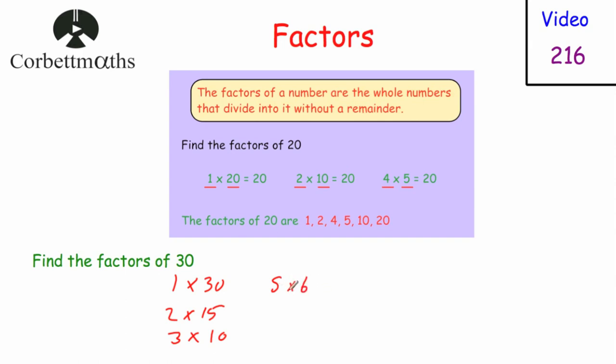Now we've done 5 times 6, that's actually all the numbers we can try, because we've tried 1, 2, 3, 4, 5, and then we've got to 6, so that's it. And let's list them as factors, so let's list them in order: 1, 2, 3, 5, 6, 10, 15, and 30.